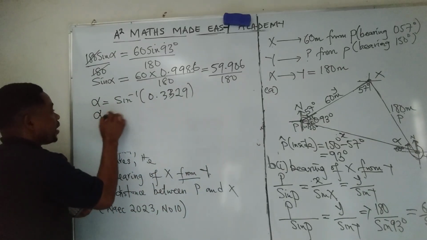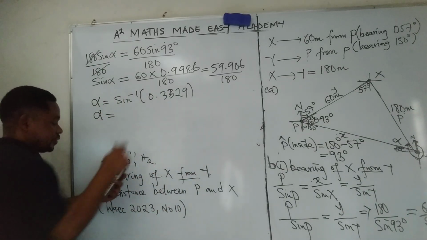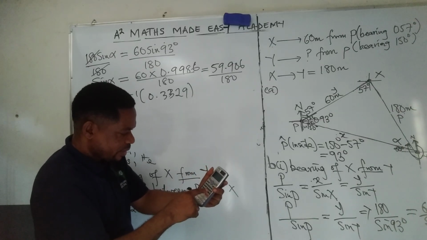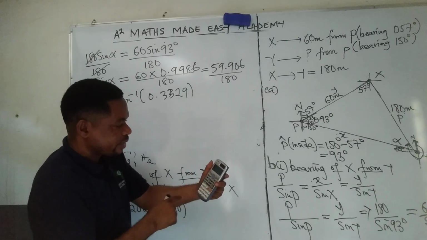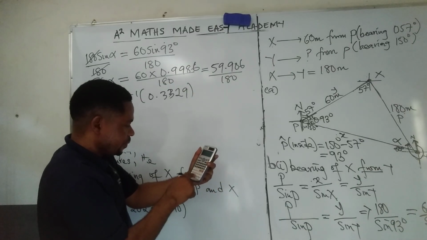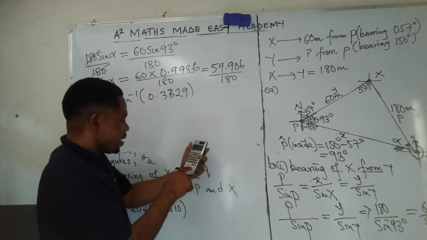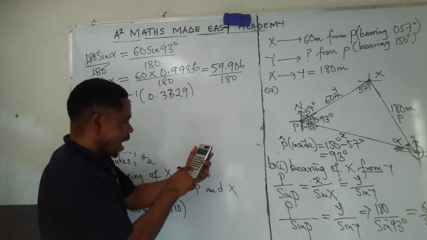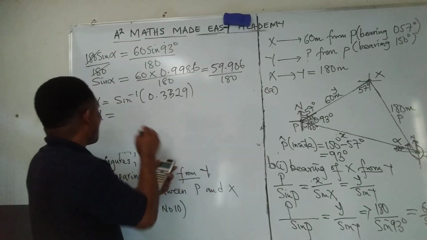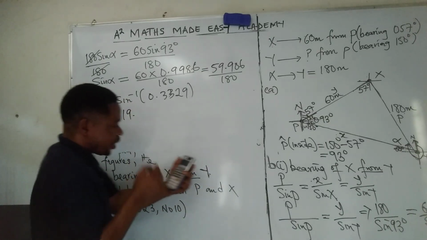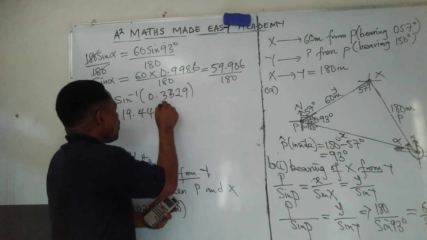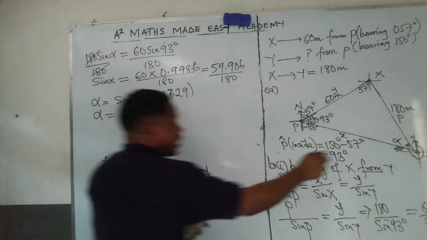So can we say alpha is now sine inverse of this? How do we press sine inverse? Shift and sine. Are you with me now? Shift and sine, then key in 0.3329. Then press equal to. What do you think the answer is? Wow, alpha is 19.44444 degrees. That is the value of alpha.